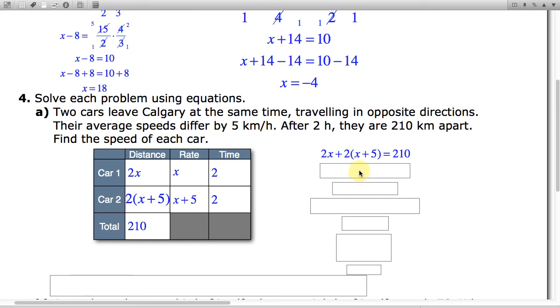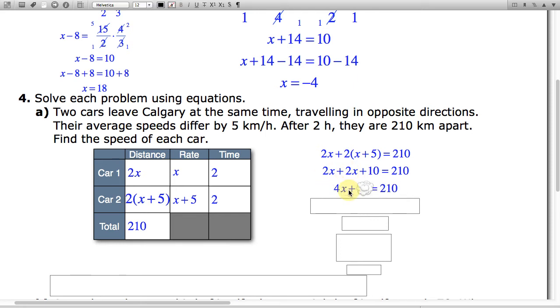The next thing we need to do is solve the equation. So we can't use the method of inverses yet because we've got x's in multiple places in this equation. So we need to do a little bit of algebraic manipulation before we go any further. So we're going to use the distributive property doing 2 times x and 2 times 5, and that'll give you 2x plus 10. Next we can collect like terms.